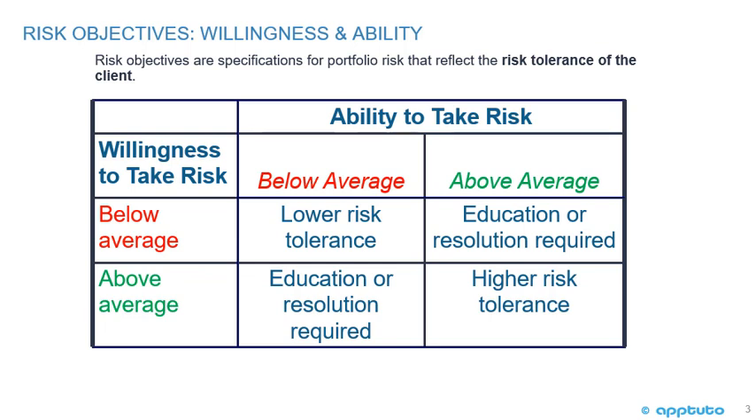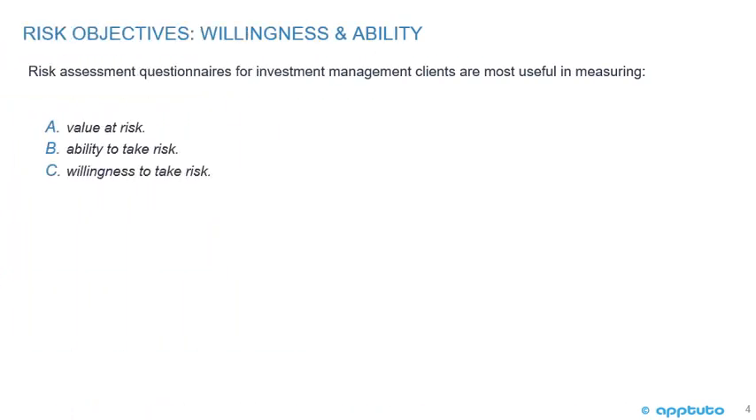Again, if the willingness to take risk is below average, but the ability is above average, then education or resolution is required, education about investment risks. And finally, if both the willingness to take risk and the ability to take risk are above average, then definitely the client has a higher risk tolerance. We'll finish this LOS with two quick practice questions.